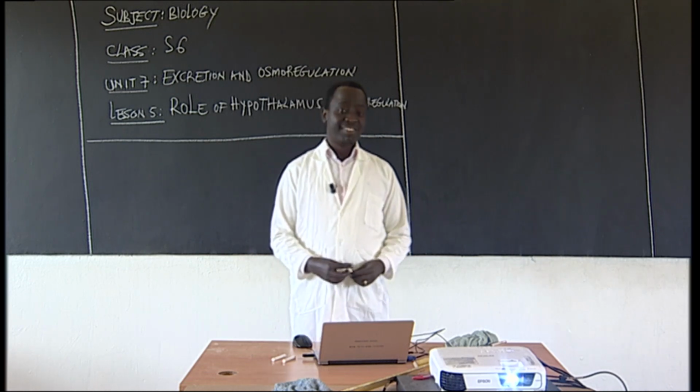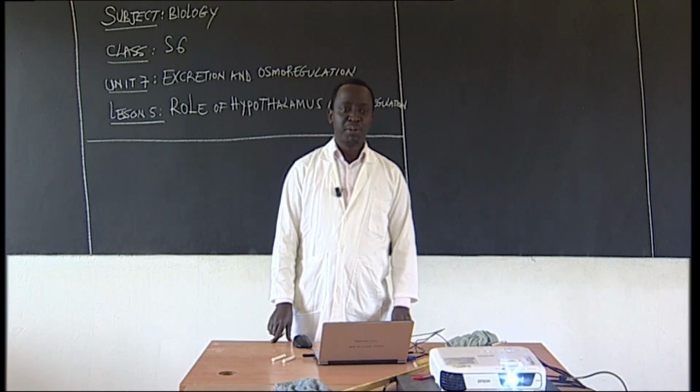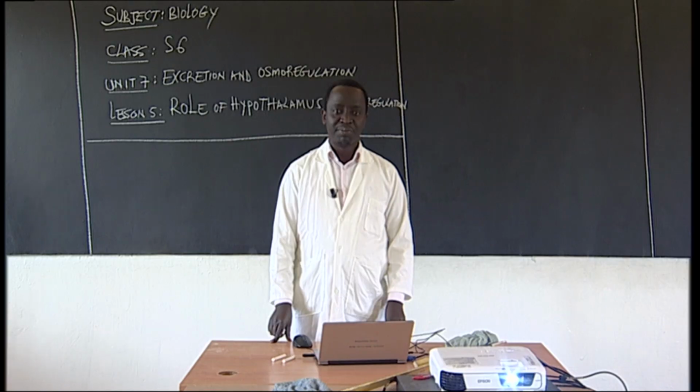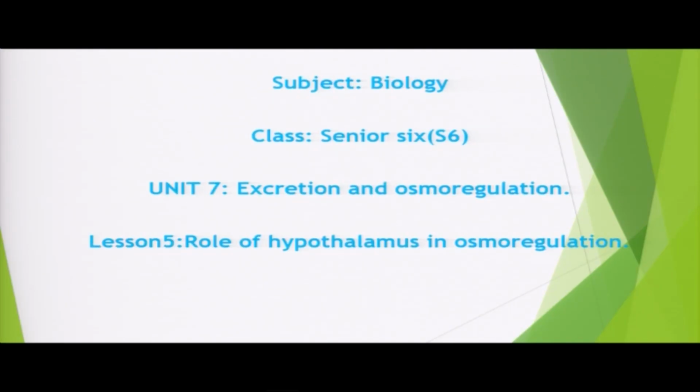So the unit, as usual, is unit number 7, which is excretion and osmoregulation. And then the lesson of today is the role of hypothalamus in osmoregulation. Remember, this hypothalamus is one of the glands, one of the parts of the brain that can be involved in homeostatic activity, including this osmoregulation. So this is the topic of today.